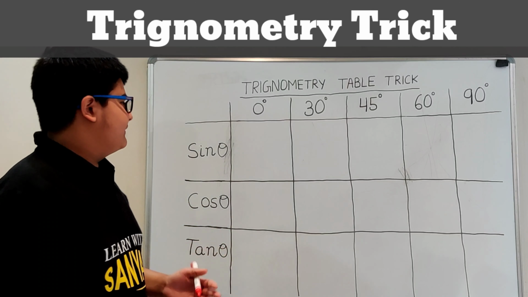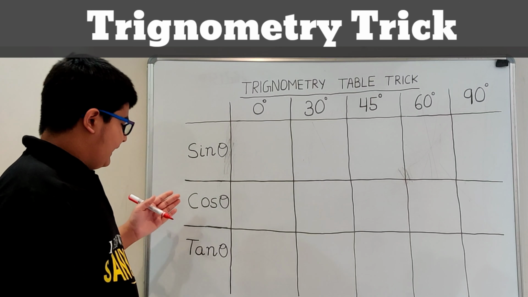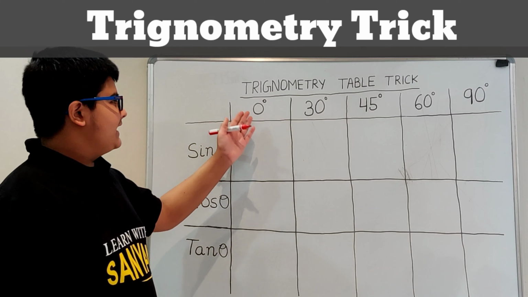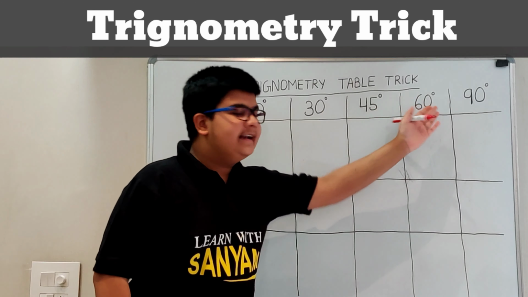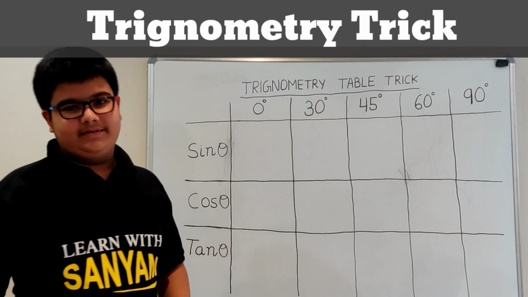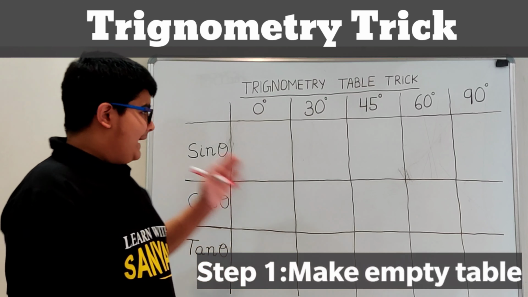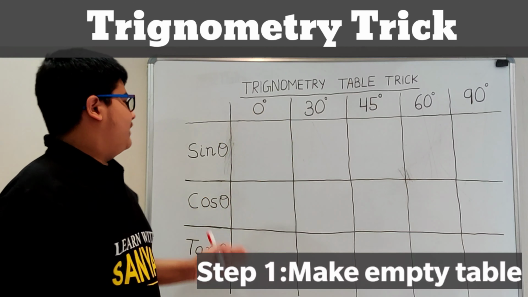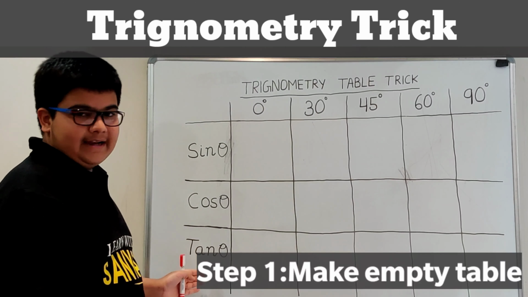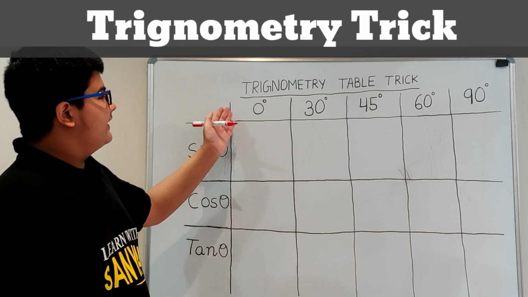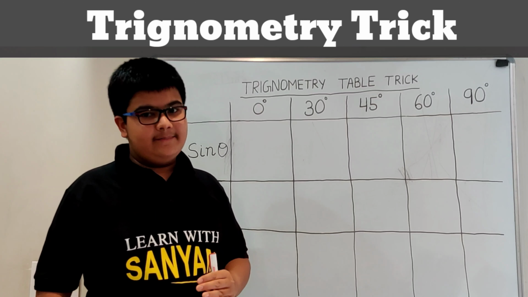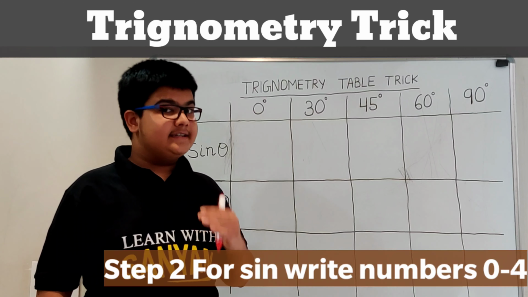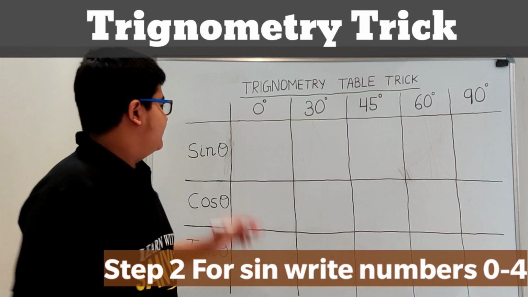To memorize the values of sine theta, cos theta and tan theta for various angles like 0 degree, 30 degree, 45 degree, 60 degree and 90 degree, we have a very easy trick. First, make an empty table like this. Here I have written all the trigonometric functions and here I have taken all the angles. Now for values of sine, just write the numbers 0 to 4 in order.